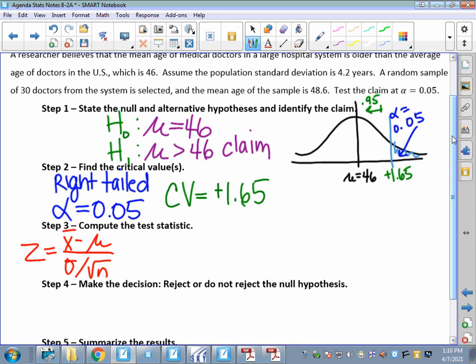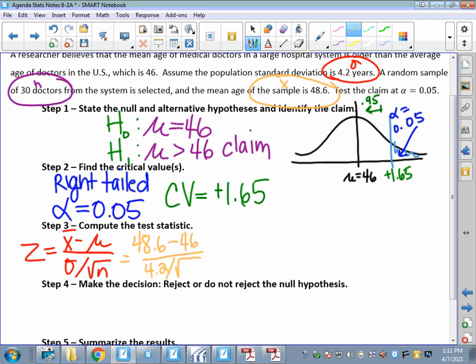I know it's on my Z table, but it's my critical value that's telling me should I reject or not reject. So let's see. It looks like assume the population standard deviation, sigma, is 4.2 years. A random sample of 30 doctors. There's n. The mean age of the sample is x bar, 48.6. I think that's everything we need, right? So I'm going to plug everything in there. So 48.6 minus the mu, go back to your H sub 0. Mu equals 46. It tells us that right there. All over sigma, 4.2, over the square root of 30.